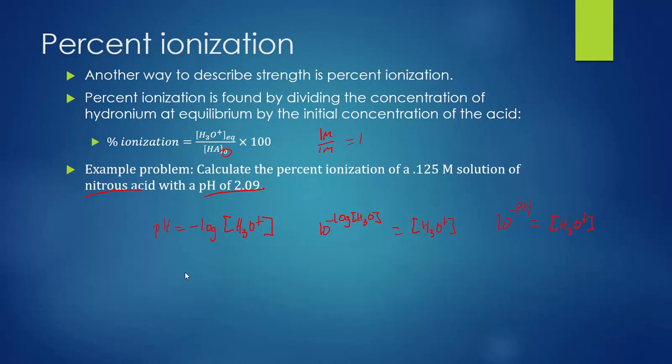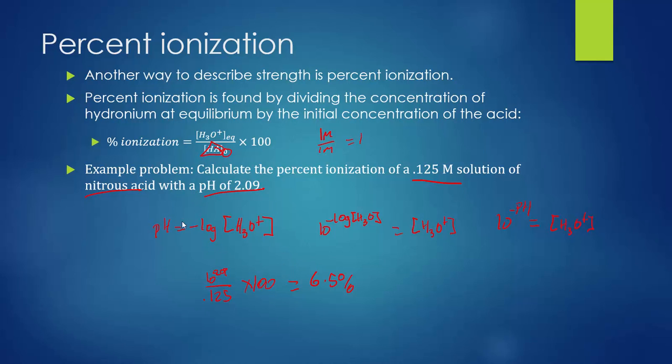So if I want to do this, all I have to do is take my initial concentration of the nitrous acid, 0.125, that's my denominator, and I have 10 to the negative 2.09, that's my concentration of hydronium, and then I can divide 10 raised to the negative 2.09 by 0.125 and multiply that by 100, right, to make it a percent, and I get 6.5%. So 6.5% of nitrous acid ionizes, the other 93.5% doesn't.